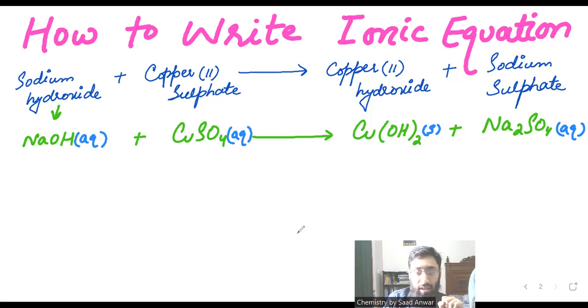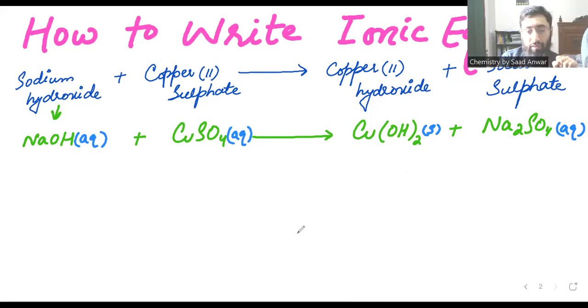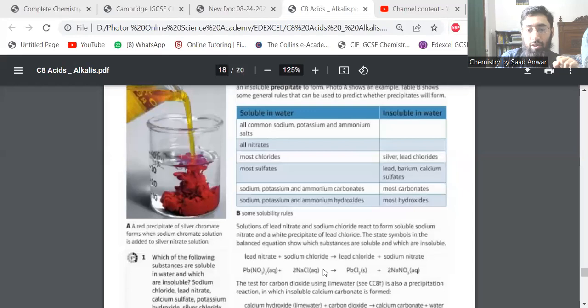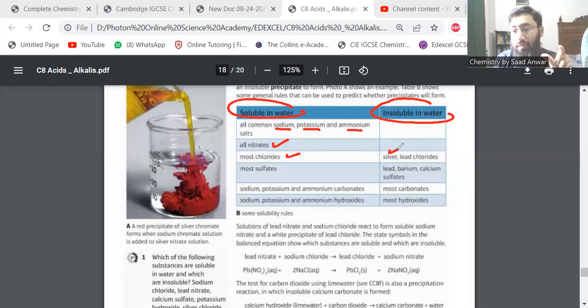And just for a quick revision, let me show you one thing. This is a table explaining the solubility of salts. Remember, in this column we put the salts which are soluble, and in that column we put the salts that are insoluble. All common sodium, potassium, and ammonium salts are soluble. All nitrate salts are soluble, most chloride salts are soluble. Remember, silver chloride and lead chloride are insoluble in water, which means they remain solid. Most sulfates are soluble in water except lead sulfate, barium sulfate, and calcium sulfate.